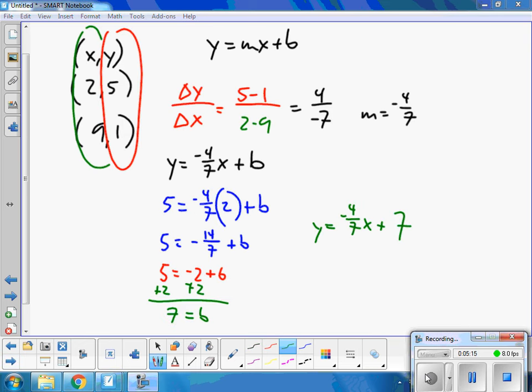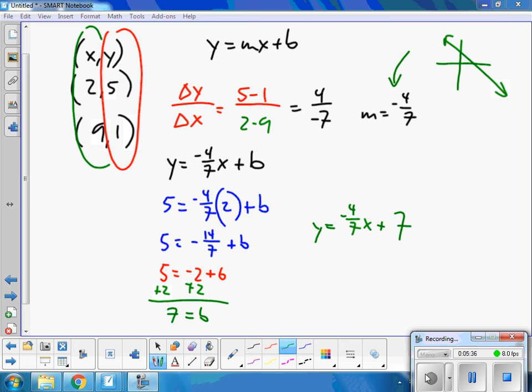My change in y was 5 minus 1, which was 4. My change in x, which was 2 minus 9, which got me to negative 7. So I ended up with this funky slope of negative 4/7. But that can happen. It can rise 4 and run 7, but the negative tells me that it's a negative slope. So on my graph, it's going down like this. It's going in a downward motion.